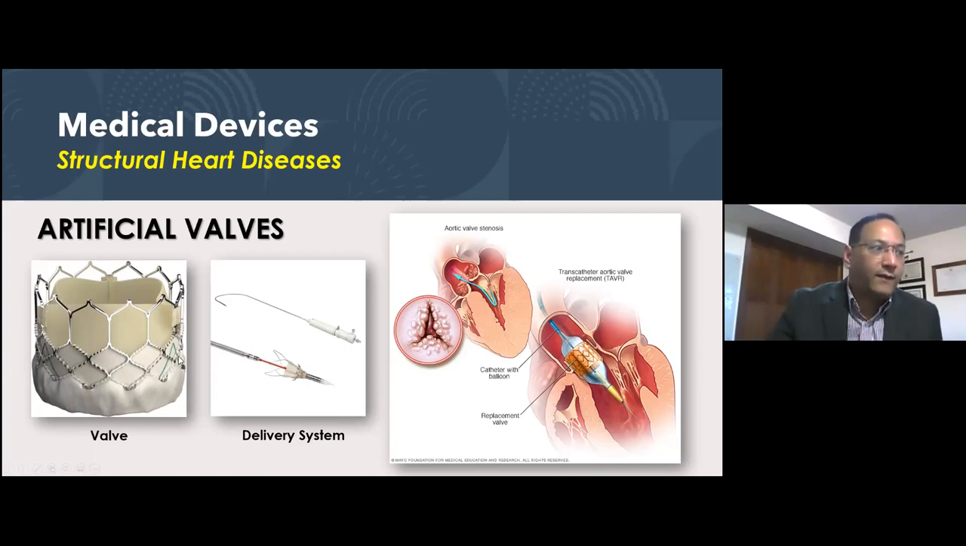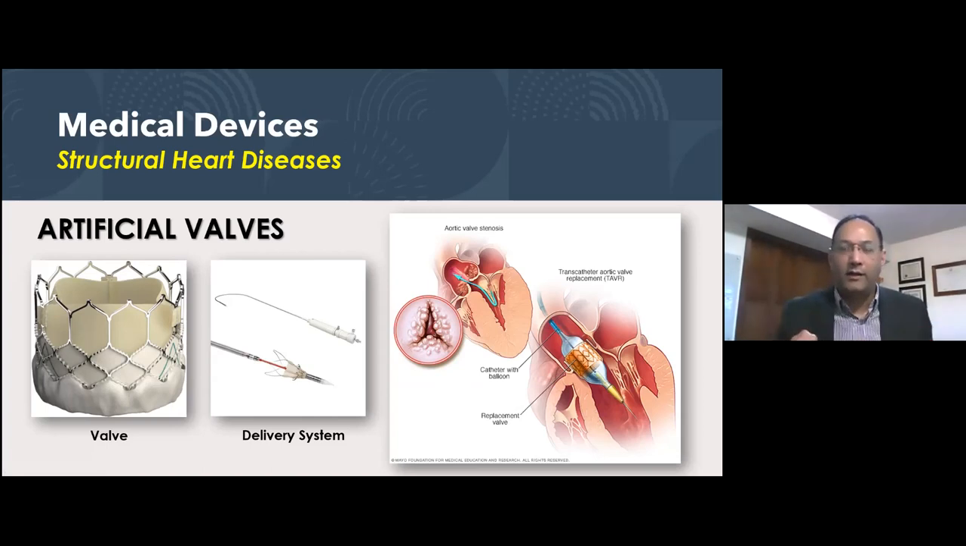There are artificial valves which are very intricate. The materials are typically the same from a structural standpoint; these are platinum chromium material. However, the valves which open and close are different. Manufacturers have a slightly different combination of that. Again, the effort is that you have a valve which you need to deliver to the heart. You deliver it through a delivery system, which is delivered through a catheter through the groin.